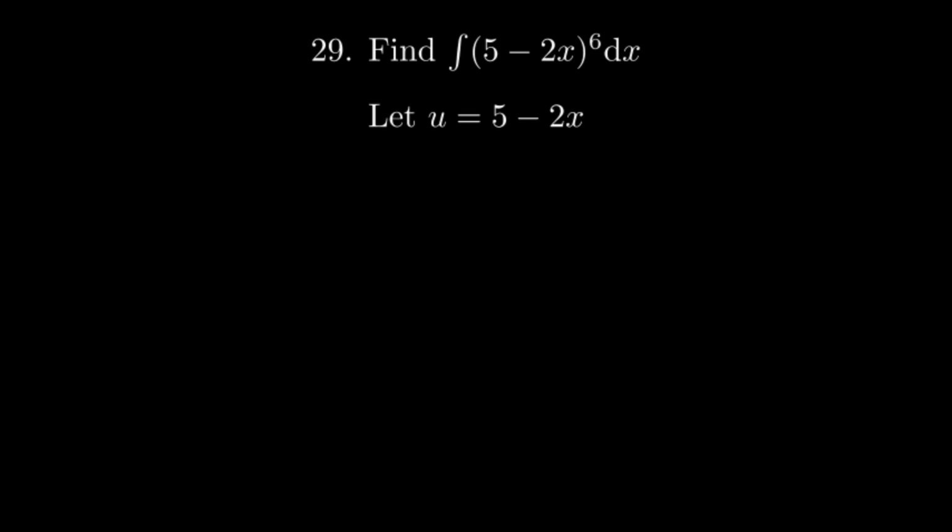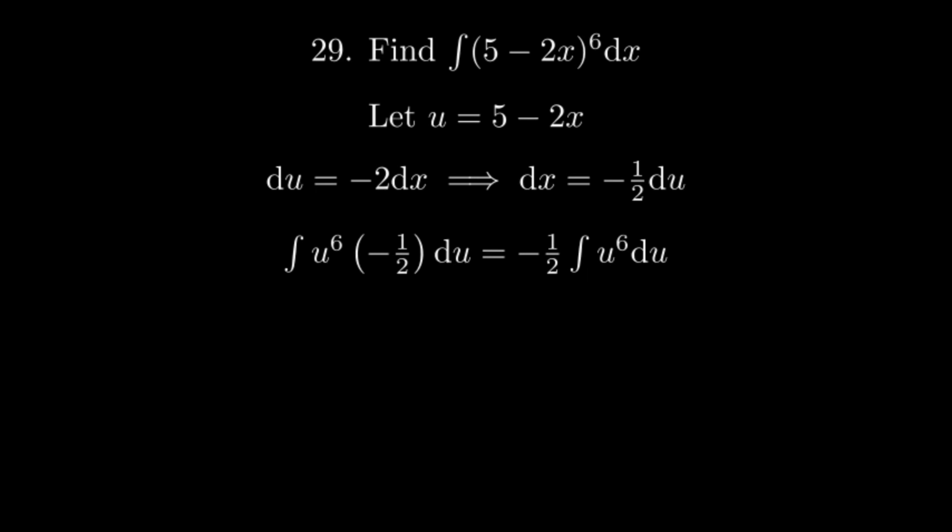Let's move on to question 29. We need to find the integral of 5 minus 2x to the power of 6 dx. This is a case for using the reverse chain rule, or a simple u substitution. Let u equals 5 minus 2x. Then du equals minus 2 dx, which means dx equals minus 1/2 du.